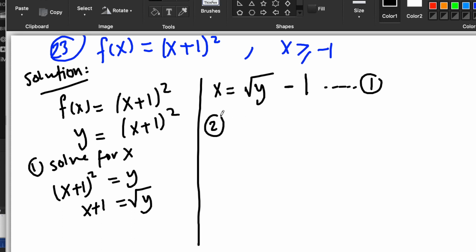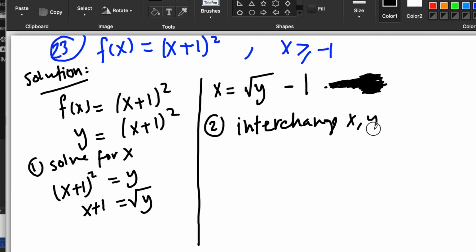Step 2. Or don't call it anything. This is just an old way I used to use and I'm used to doing it. Let's say number 2, step 2 is to interchange x and y. So y equals square root of x minus 1. And that is the inverse function.